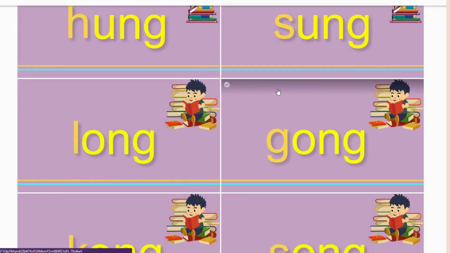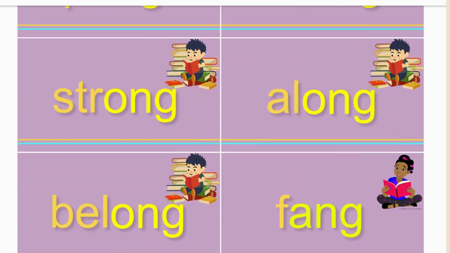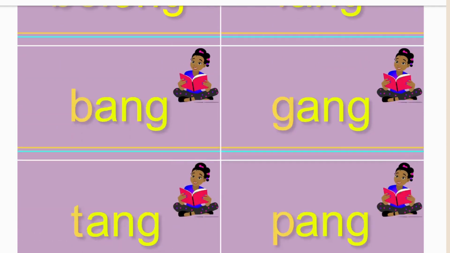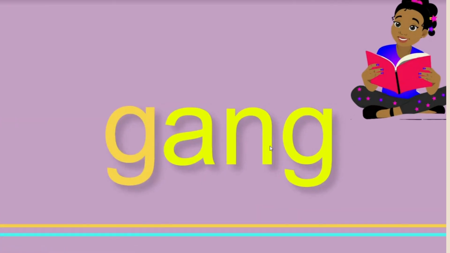Let's try one more sound, shall we? This sound is ang. The sound of G, when Y, I, or E comes after G, the sound of G is J. But there is no Y, I, or E after this G, so it's a hard G. It's g. Now let's blend the G with the ang, shall we? What do we get? Gang.